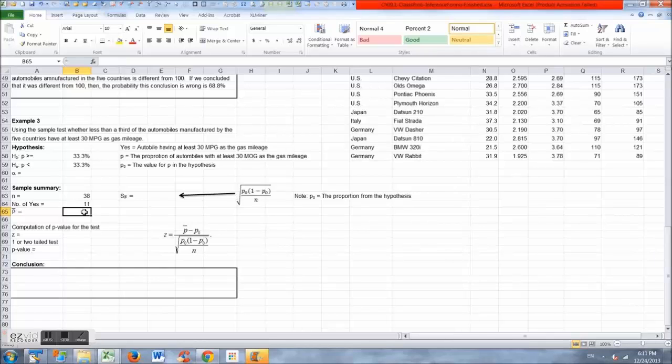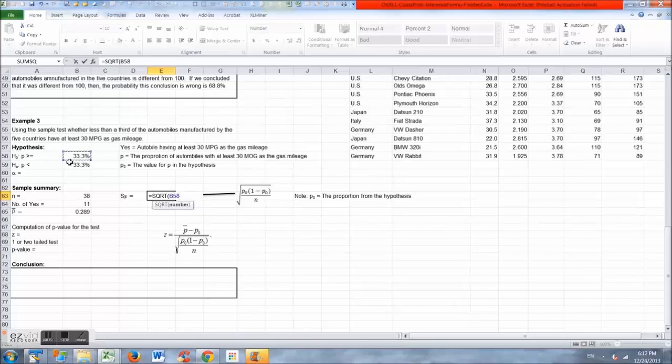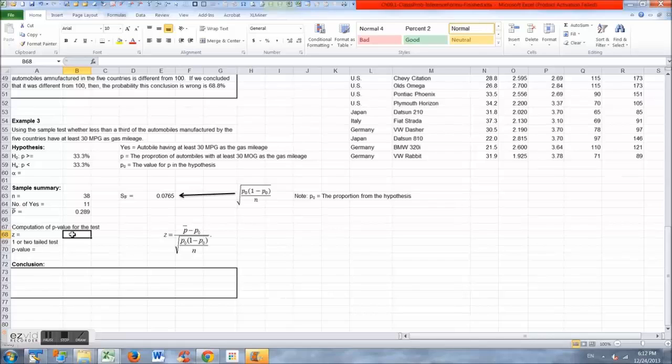Then P bar, the proportion of automobiles that are S, okay, so it will be 11/38. This is going to give us the P bar value. Now in hypothesis testing, the standard error for P bar is this formula, which means you have to use the P sub 0 from the hypothesis. So this is square root of P sub 0 times 1 minus P sub 0 divided by sample size n. For hypothesis test for population proportion, we always use Z, so that will be P bar minus P sub 0 divided by the standard error, which is right there.